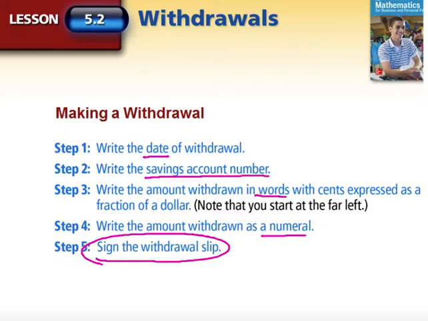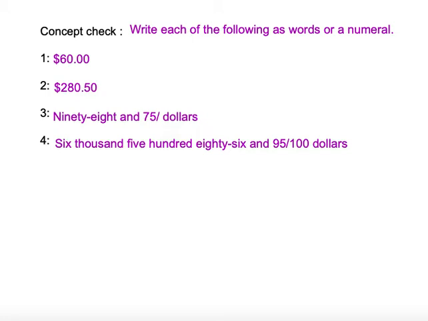All right, so let's just practice writing our numbers in words and as numerals. Remember, when you're filling out your withdrawal slip, you should use a pen to verify. Usually you use a blue or a black ink pen. So the first one is $60. To write that on your withdrawal form, you're going to write 60.